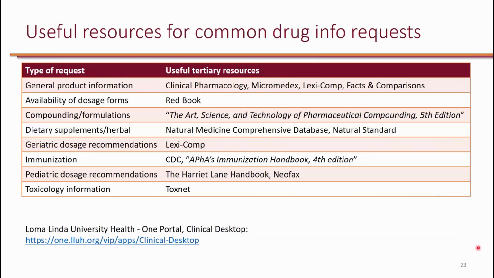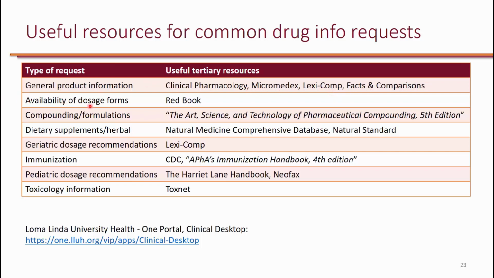Now, there are a lot of useful tertiary resources out there. I have listed here just a few that are most commonly used. So for general drug information, we can use drug databases like Clinical Pharmacology, Micromedex, Lexicomp, and Facts and Comparisons, and I'll show you how to access these.